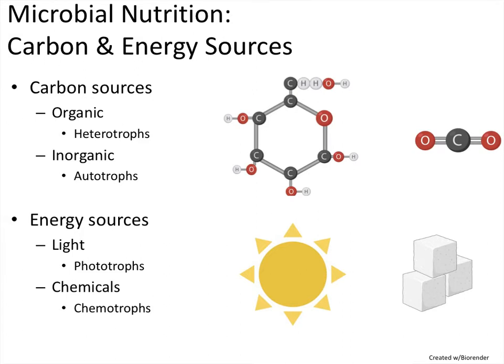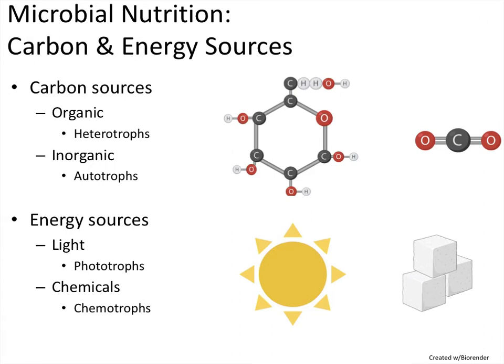The next thing we look at when we're trying to figure out where an organism might live is the energy source. And energy sources typically come from either light or chemicals. Organisms that use light as an energy source are called phototrophs, and organisms that use chemicals are called chemotrophs. So here you have an example of light, and these are sugar cubes because carbohydrates or sugars are some of the most common chemicals that are used as a source of energy.